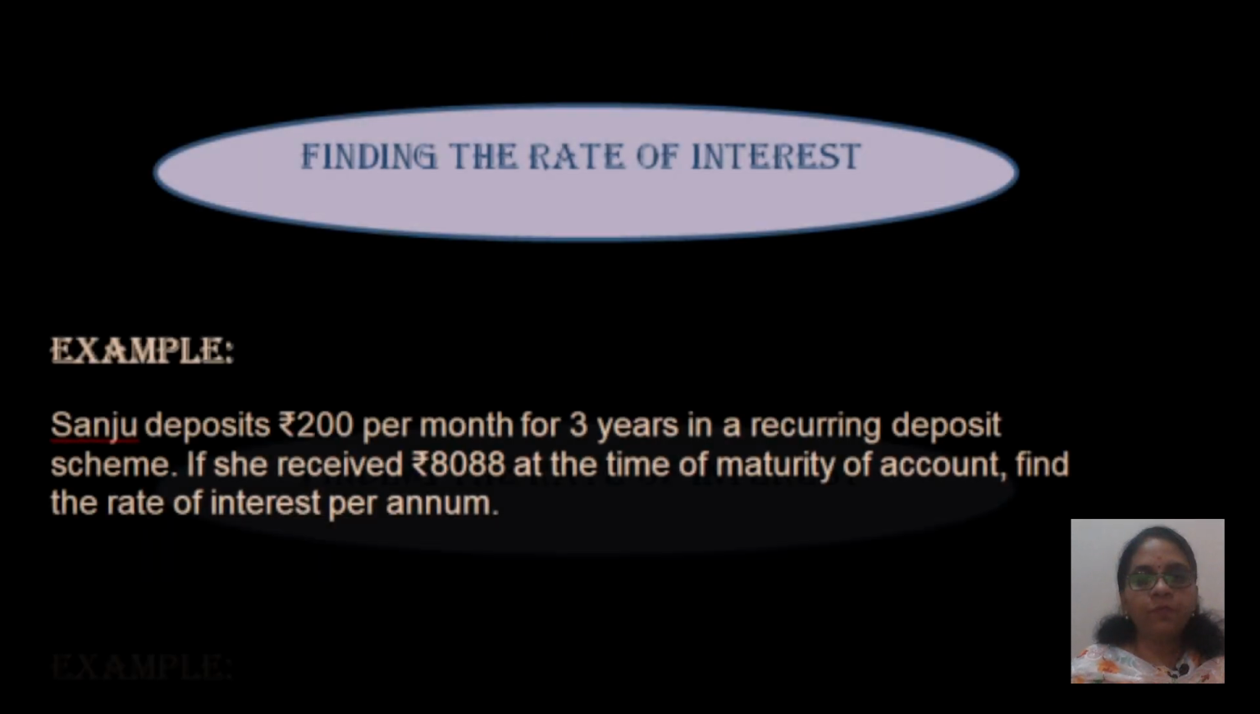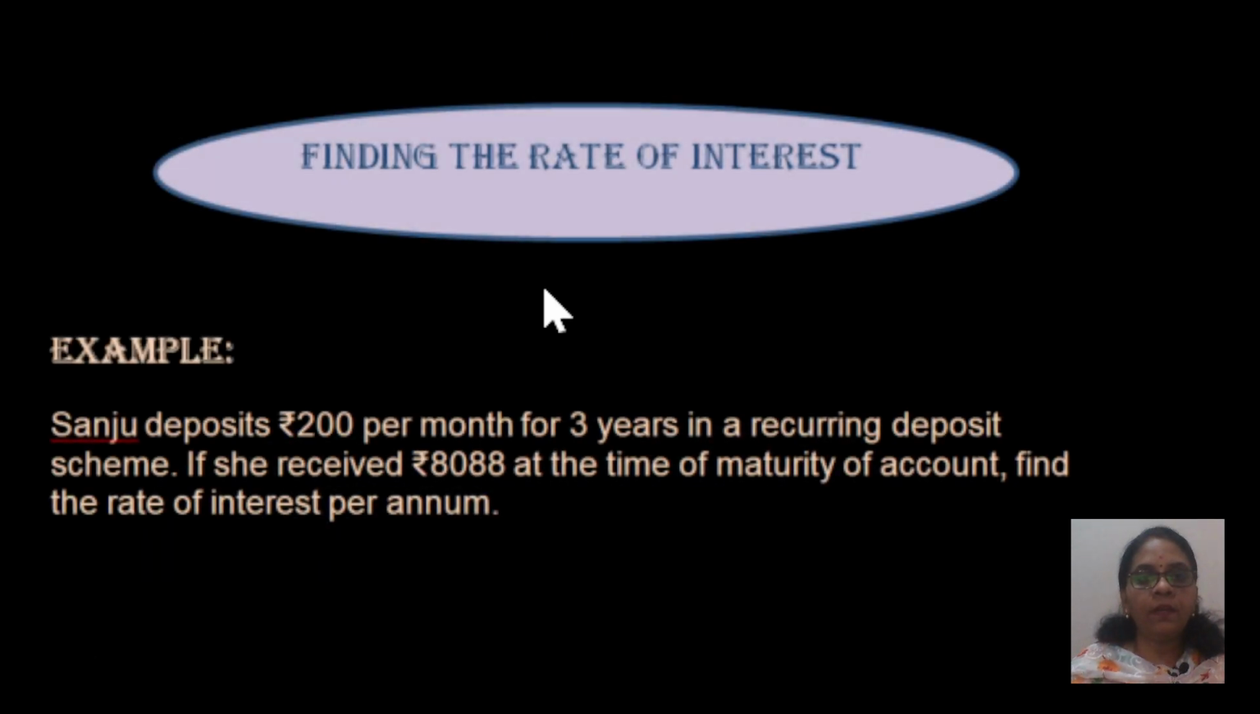The second one is to find the rate of interest. To find the rate of interest, what is the data that you should be having? You should be knowing the principal, the time, and the maturity value, or you should be knowing the interest. Either way you can do, maturity value or interest. Now, let us see what is given in the question.